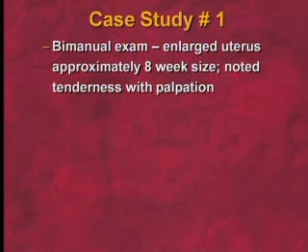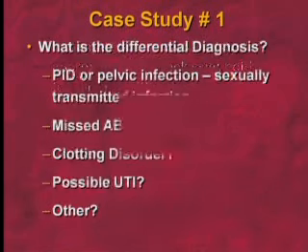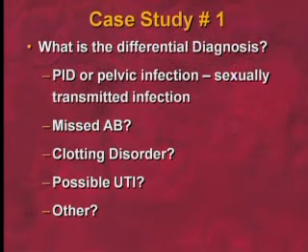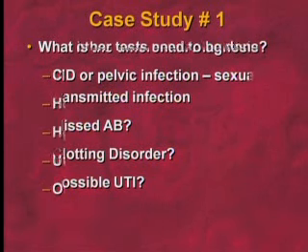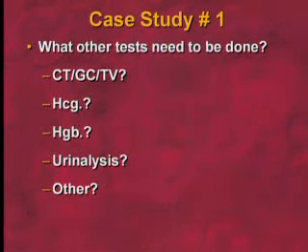So the differential diagnosis for this patient could be either PID or pelvic infection. She could have a missed AB. She could have some kind of clotting disorder, possible UTI, or some other type of problem that we don't yet know about. We want to know what tests need to be done, and I've just listed those.